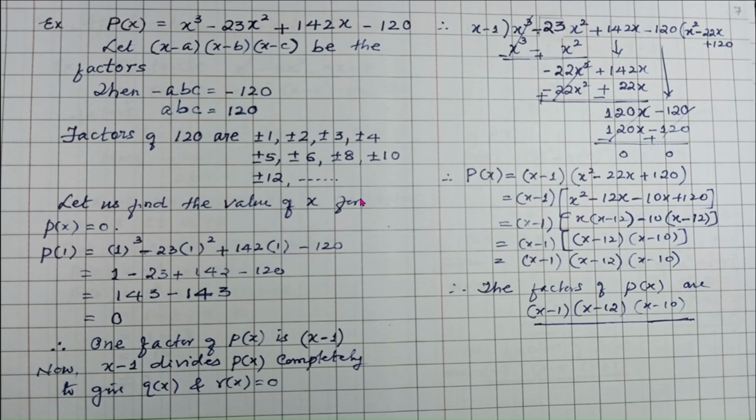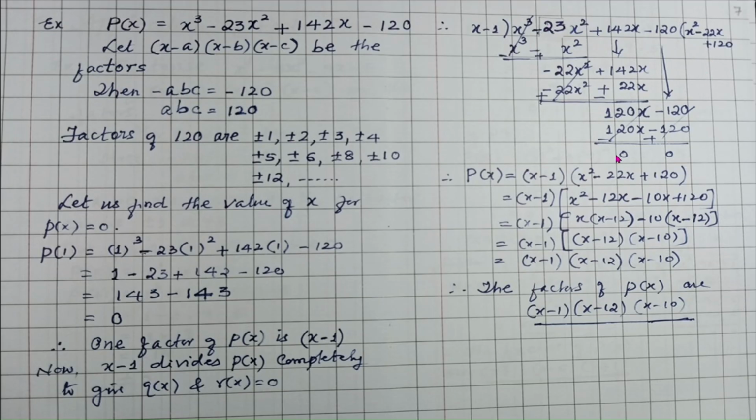Now let us find out the value of x for which p of x is equal to 0. So let us start with plus 1. So p of 1, we find it is 0 by putting the value of x as 1 in this polynomial. Therefore x minus 1 is a factor. And now it becomes very simple. Divide this by x minus 1, then since it is a factor, it will completely divide this, and we get a quotient, and that quotient is x square minus 22x plus 120.